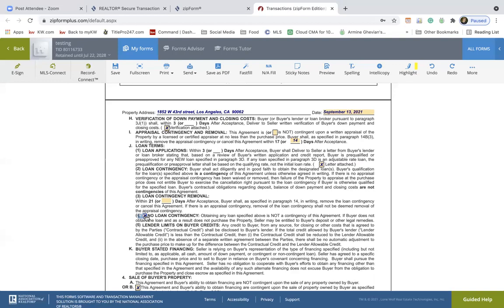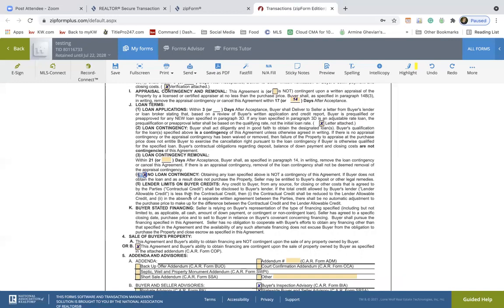So when you are doing a buyer consultation, it's important to understand every sentence in this purchase contract. So based on that, you can explain it to your buyers, because at the end of the day, it's their deposit which is going to be in jeopardy. Make sense? Okay.